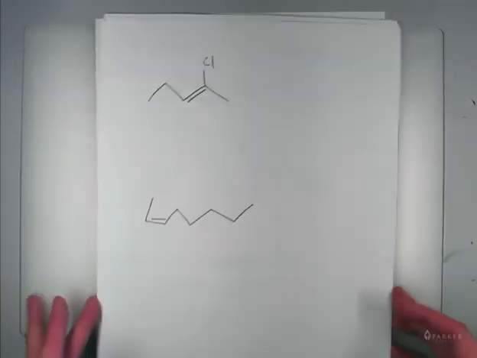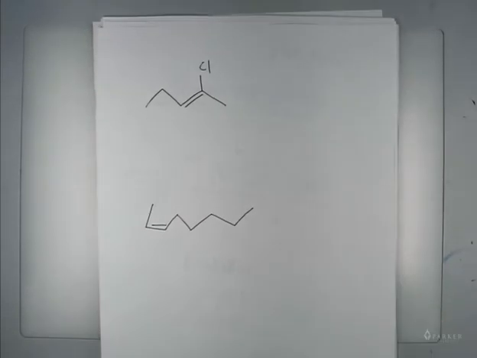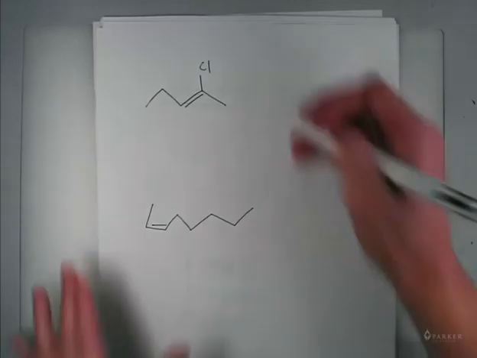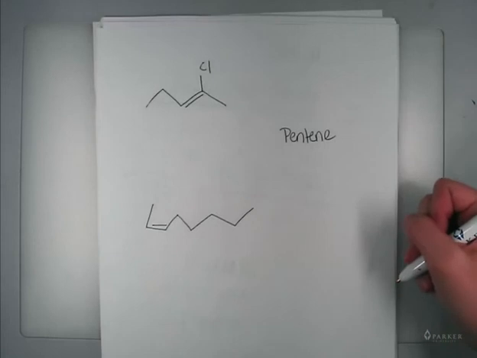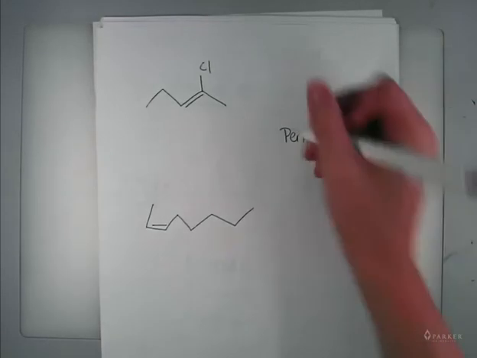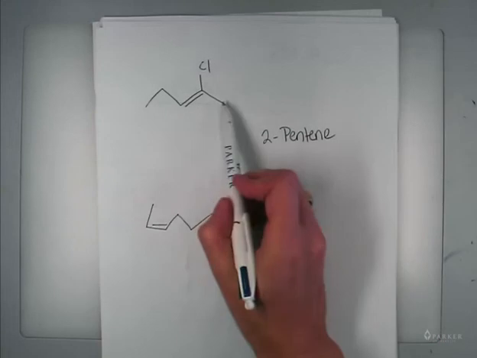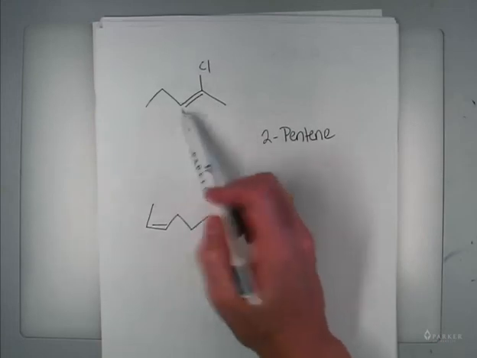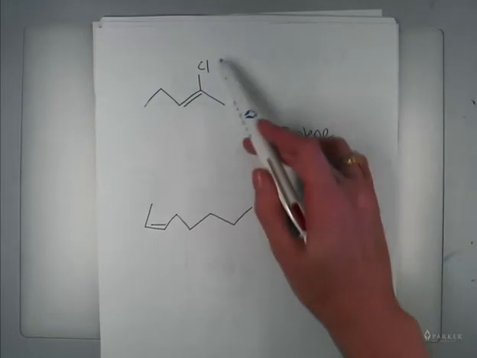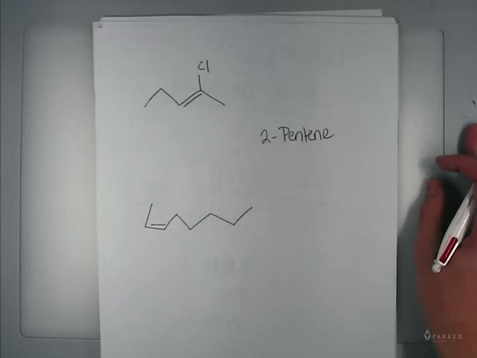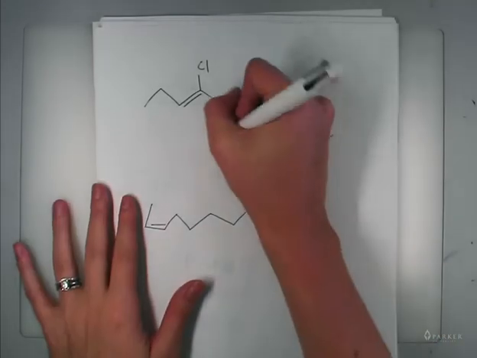All right, let's name both of these. What is the longest chain in the first one? What is it? Pentene. And where is the double bond? 2, because that's the closest end. You see 1, 2 versus 1, 2, 3. And what is this? Chloro on carbon 2.